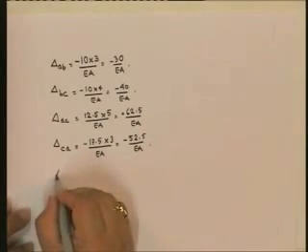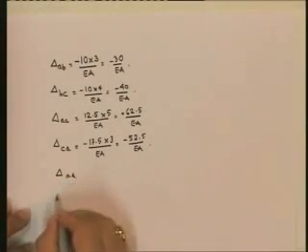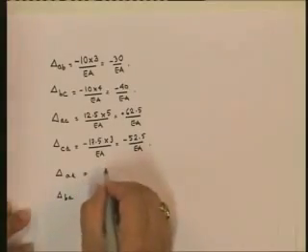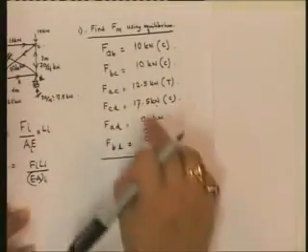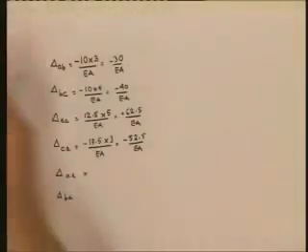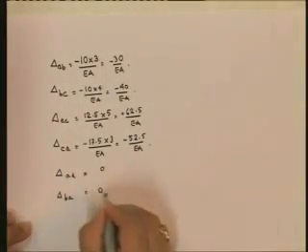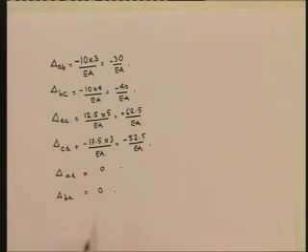And finally, delta AD and delta BD, what are they equal to? Since the forces are 0, the deformations are also going to be 0. So I'm just going to write them as 0.